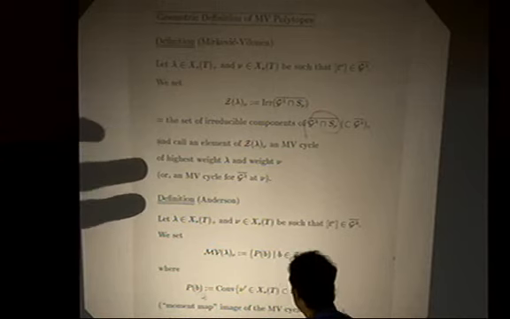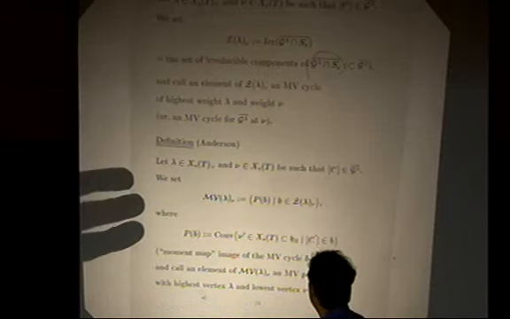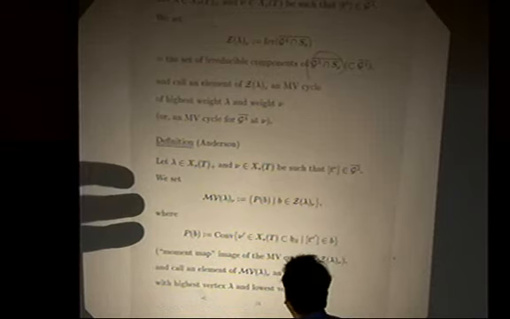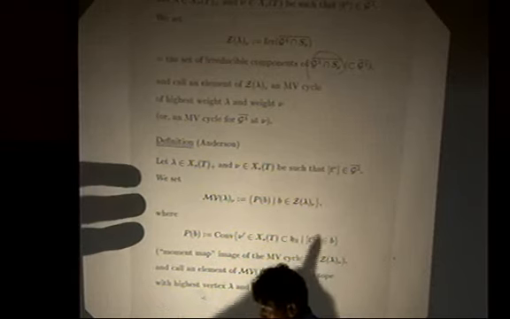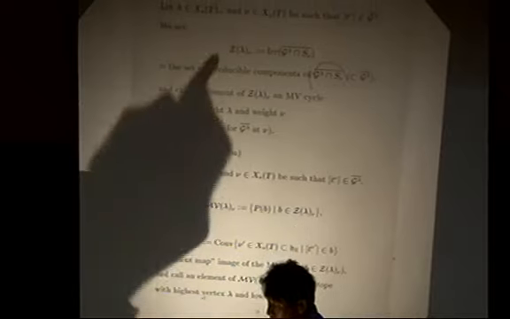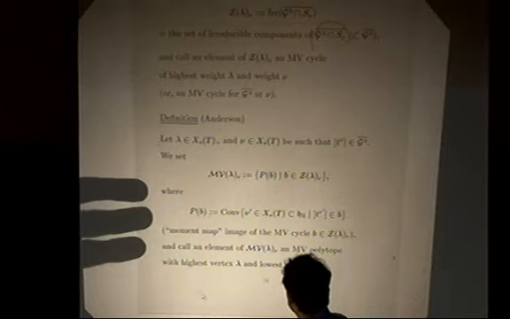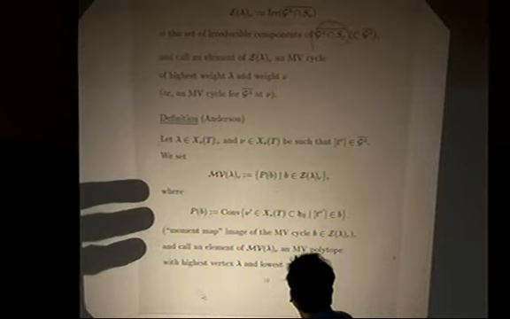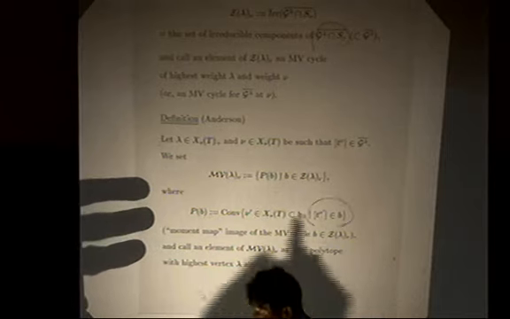Definition, the following geometric definition; the original definition is due to Anderson. Let lambda be a dominant co-weight and nu a co-weight such that T^nu is an element of G_lambda bar. Then we set MV(lambda, nu) to be the set of P(B), where B is an element of this set and P(B) is the convex hull of nu dot, such that T^nu dot is an element of B.